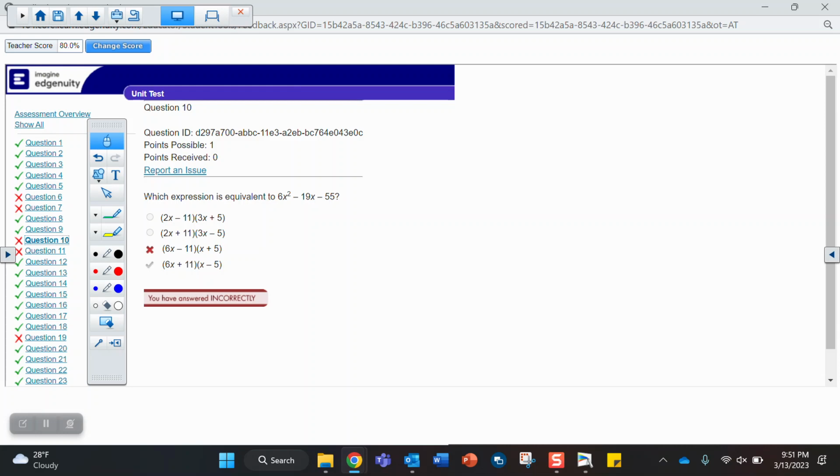Number 10, which expression is equivalent to 6x squared minus 19x minus 55? I don't know, on multiple choice, sometimes it's easier just to take the answers that are given and try to FOIL them back. I'm going to show you why your answer does not work.